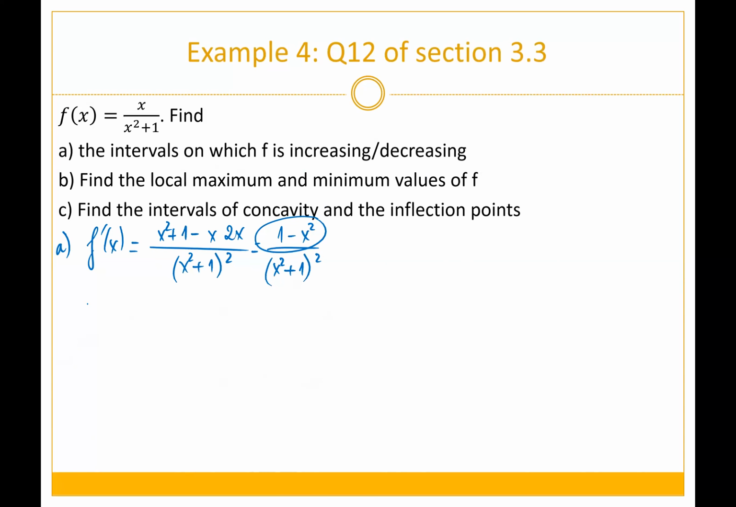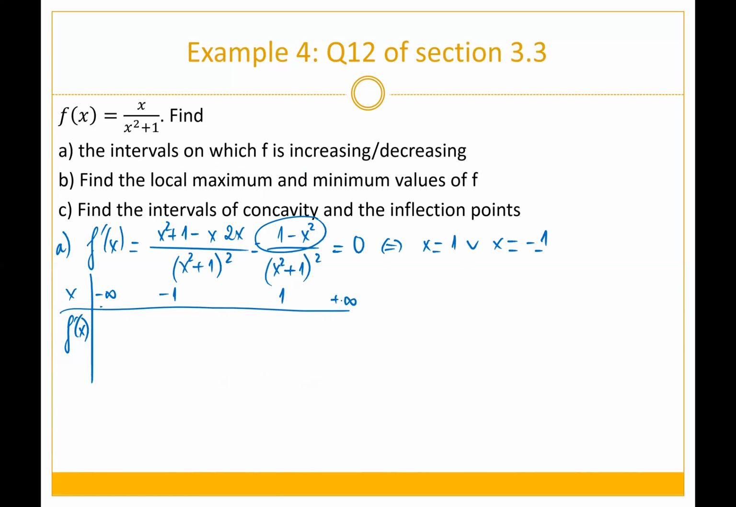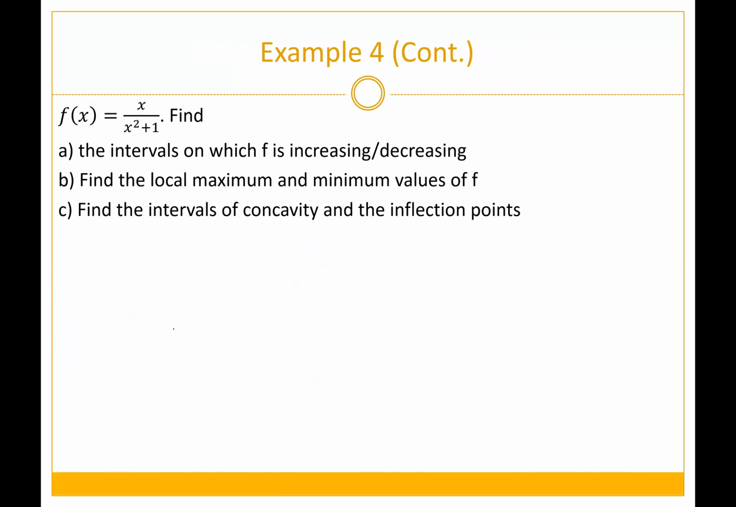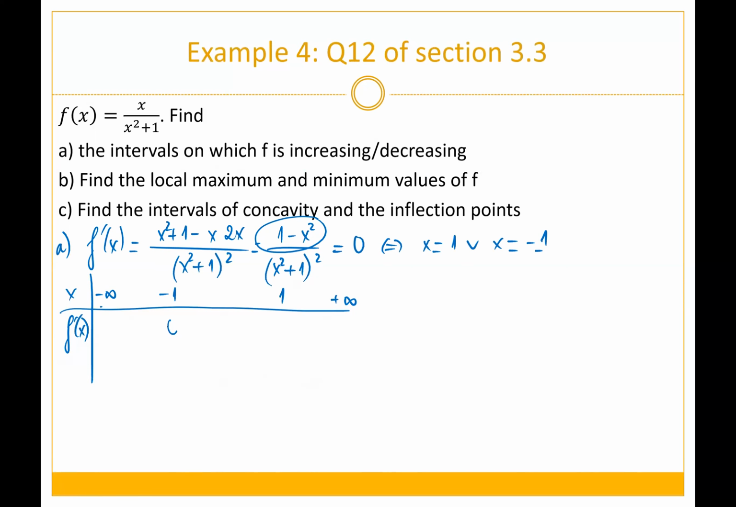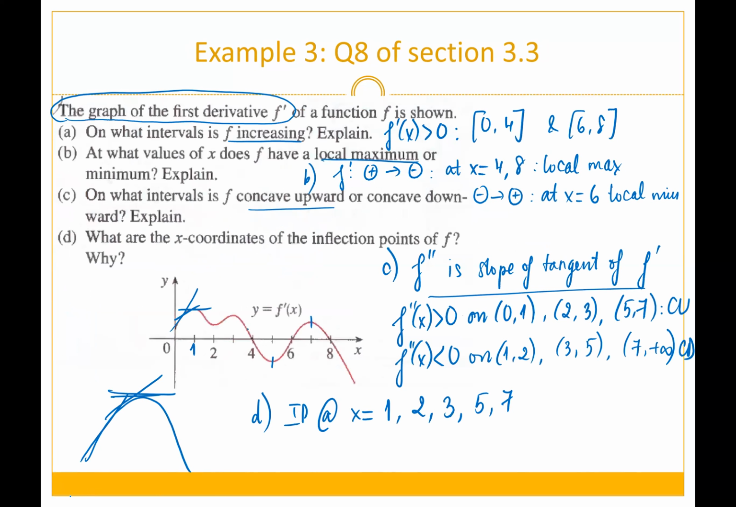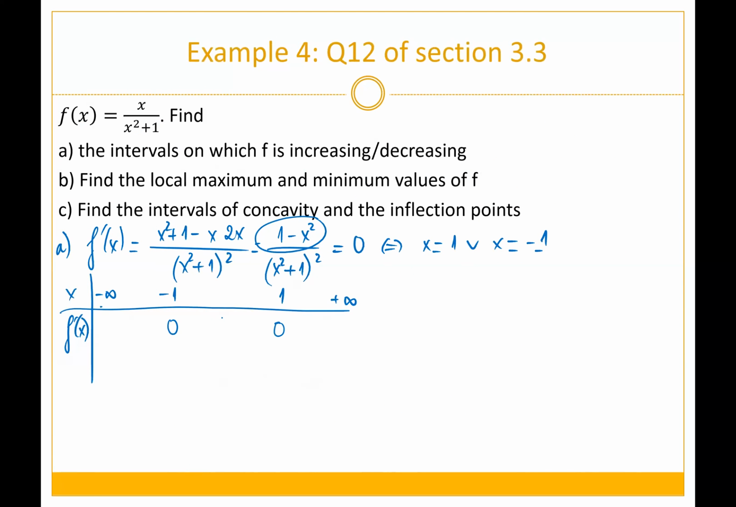If you want to find where f is increasing, an easier way is to solve for the numerator equal to 0. You're going to have x equal to 1 or x equal to negative 1. Make this table with x and f prime of x: negative 1 and 1, going from negative infinity to positive infinity. Clearly f prime of x is equal to 0 here, and it's defined everywhere else because the denominator is positive. But the numerator is what we care about.